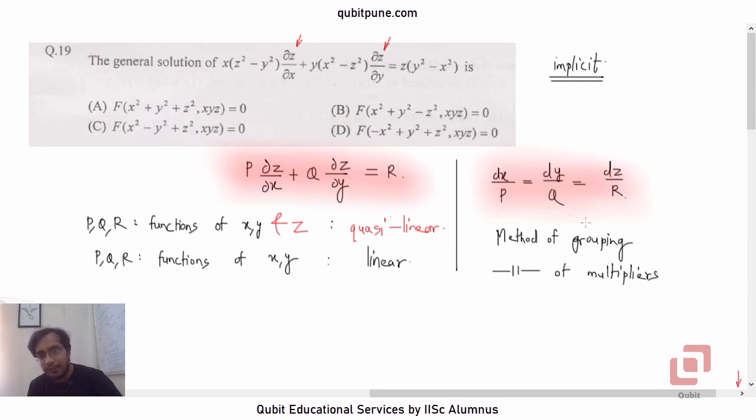So here, if you try doing that, then the method of grouping does not work, because if you take dx by p equal to dy by q, it would be better if z goes away from that, correct? But that doesn't happen here with any two of the three. So we have to start with the method of multipliers. And one good thing about this is that the coefficients p, q and r show some kind of symmetry, like x and then z squared minus y squared and so on. So let's see how we can solve these symmetric differential equations using the method of multipliers.